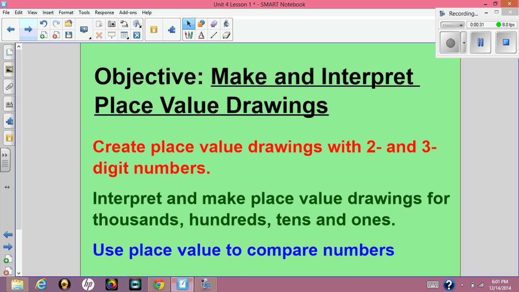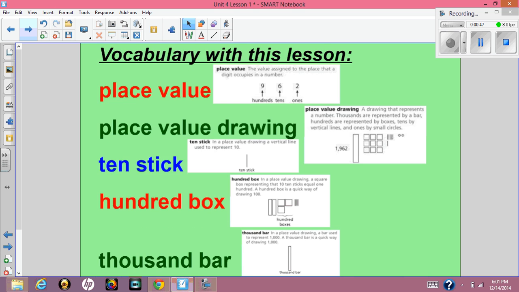So our objective today is to make and interpret place value drawings. So we'll be making place value drawings of 2- and 3-digit numbers. We'll interpret and make place value drawings for thousands, hundreds, tens, and ones, and then we'll use that place value to compare numbers. So these are the vocabulary terms that we'll be looking at: place value drawing, 10 stick, 100 box, 1,000 bar.